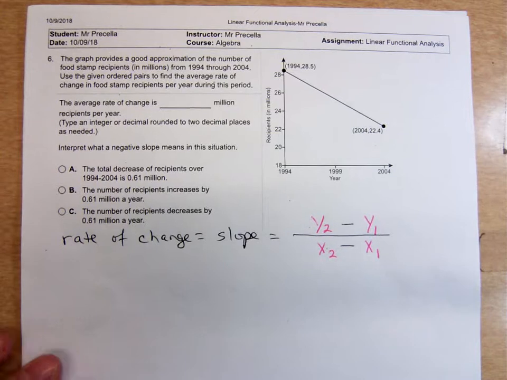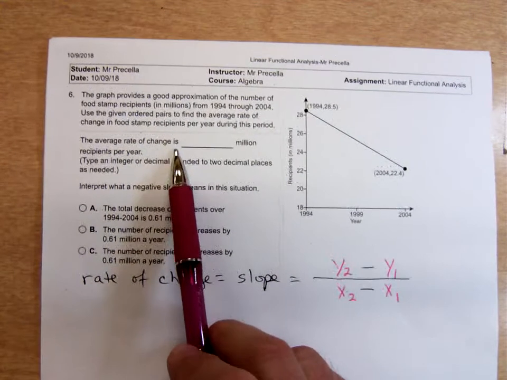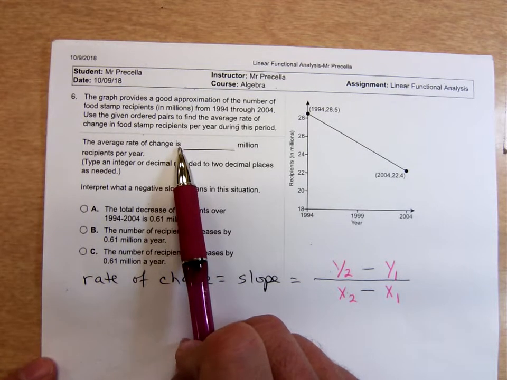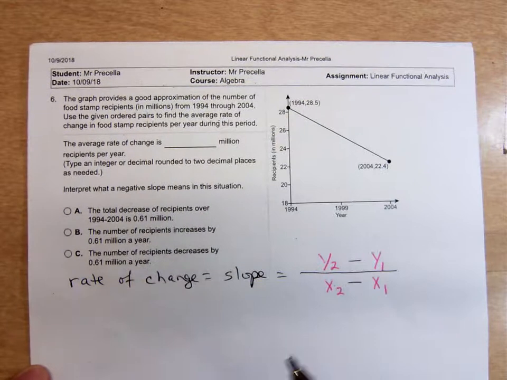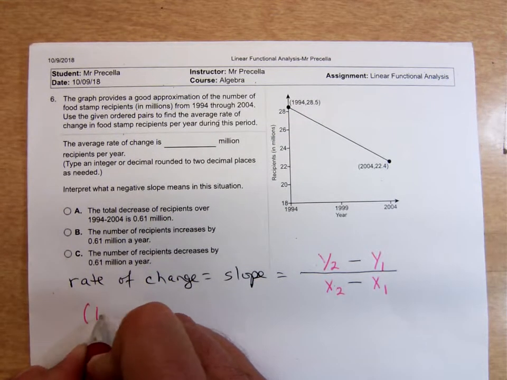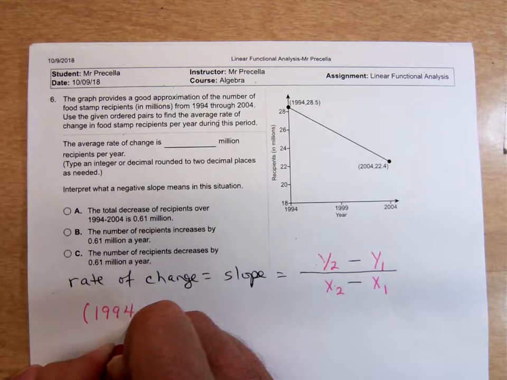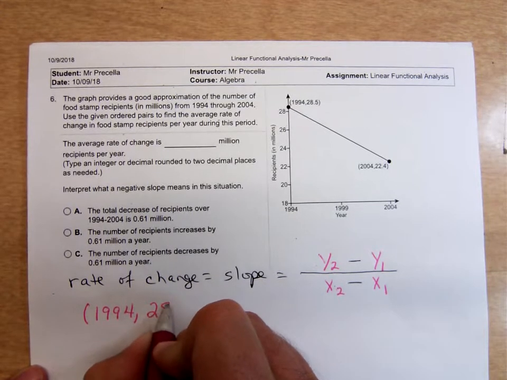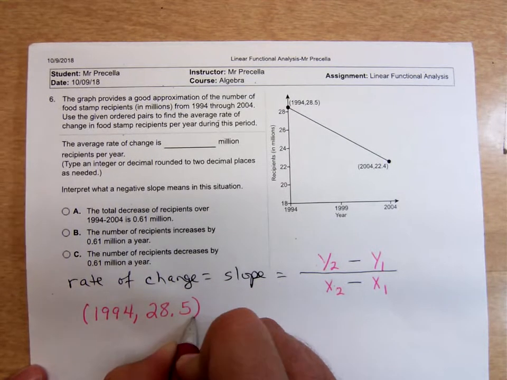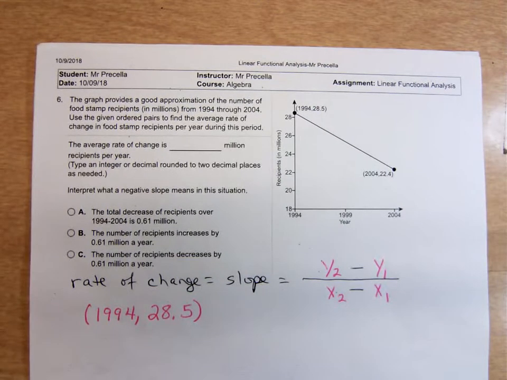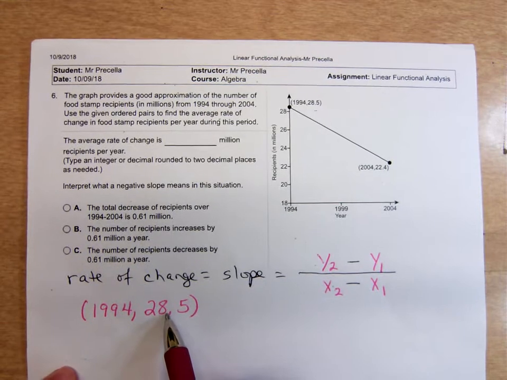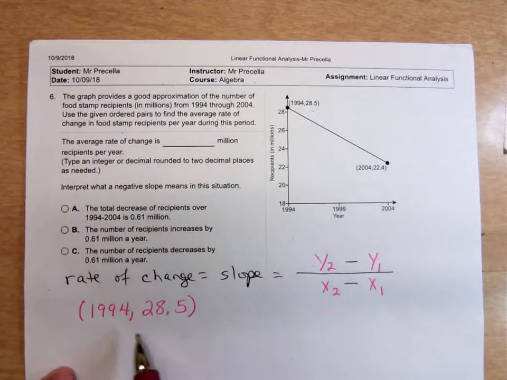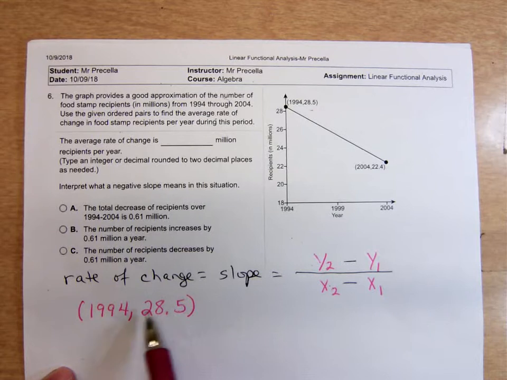So it looks like we better write our ordered pairs, because that's what they're asking us to find, the slope. So let's write out our ordered pairs. The writing's sort of small, let me write it bigger. 1994, comma, 28.5. That's the first ordered pair. So in 1994, in this country, whichever country we're talking about, there were 28.5 million food stamp recipients.